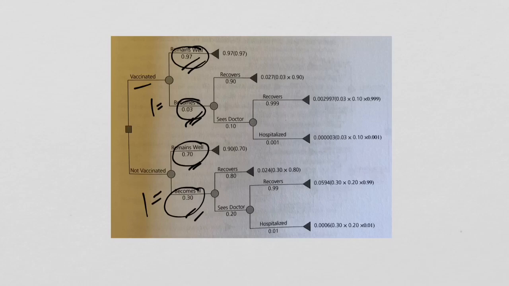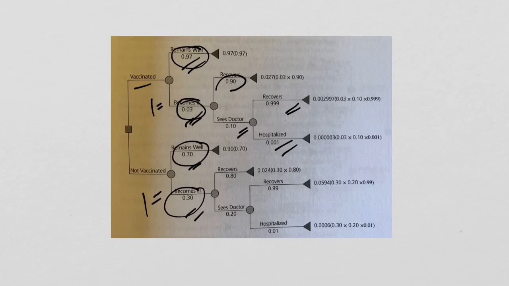Well, there's a chance event that you can recover or see a doctor. And maybe based on historical data, you're able to show that you have a 90% chance of recovering from becoming ill, and about 10% of seeing a doctor if you have not recovered. After seeing a doctor, you have a really strong chance of recovering, almost 99.9%, and almost just a 0.1% chance of being hospitalized. So that's 0.001. So those are our probabilities.